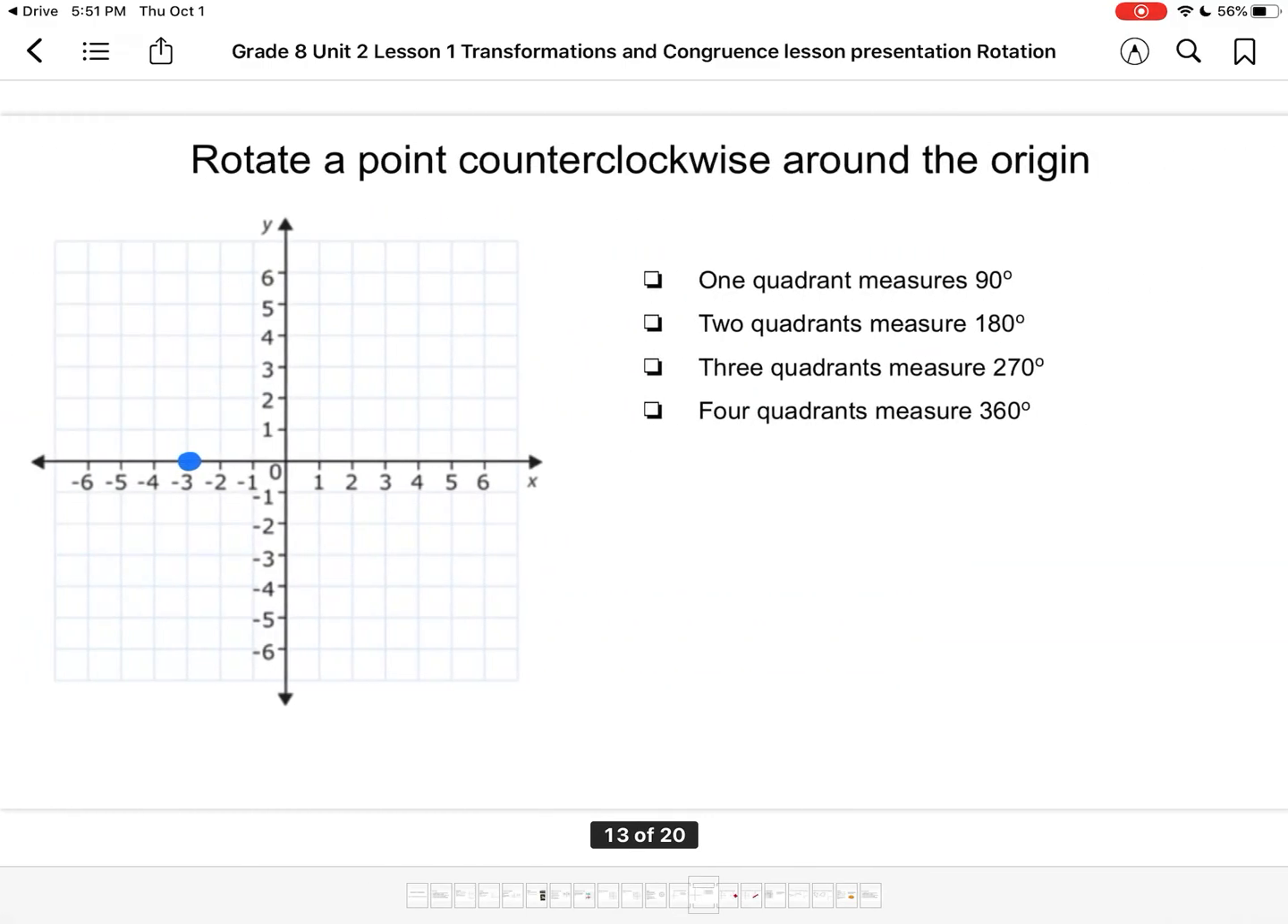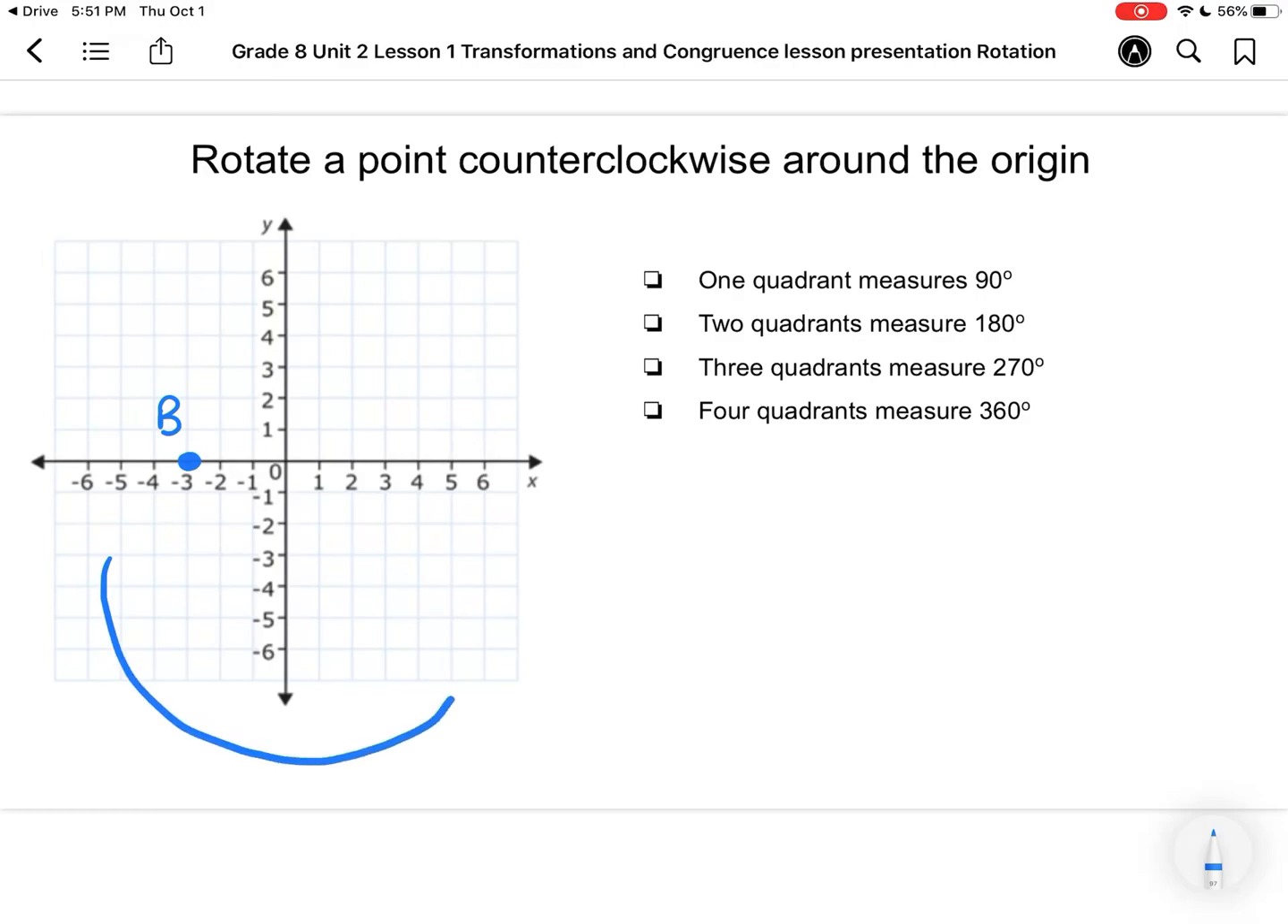And if we were to rotate a point counterclockwise, and we've got -3, 0 is the point, I'm going to call it B. And if we rotate it counterclockwise, it's going to go in the opposite direction to what the hands of a clock would go. And 270 degrees means it goes around 3 quadrants. So I'm going to go 1, 2, 3, and here we are. This is B prime.